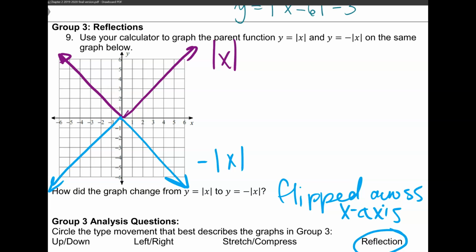Down. Okay, what about x squared? Looks like a U shape. Negative x squared. Down. Okay. What about x cubed? Looks like this. What about negative x cubed? Literally flips it. Okay, so it's like this. Whatever was positive flips to negative. Whatever is negative flips to positive.